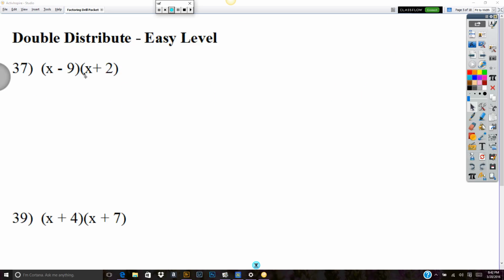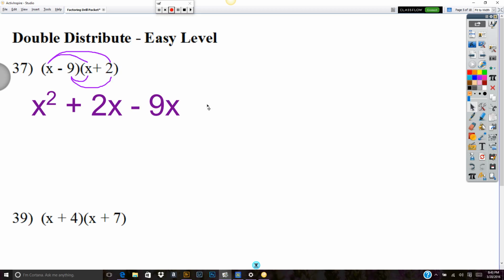Okay, now we're doing some double distributive. Remember, double distributive means that for a moment, we pretend the minus 9 is not here, and we just distribute x times x and x times the plus 2. And we would get x squared plus 2x. Then we distribute the minus 9 times the x and the minus 9 times the 2. And we get minus 9x minus 18. Remember, minus times a plus makes a minus.